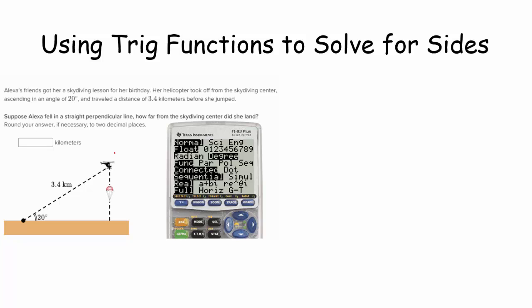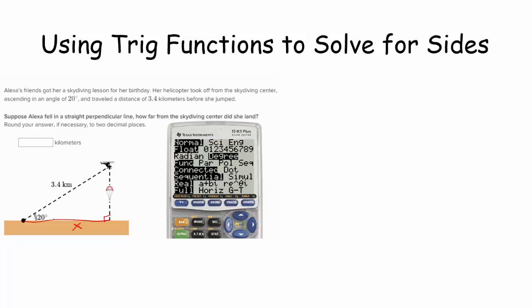Alexa's friend got a skydiving lesson. She's jumping out of this helicopter. And we're supposing that she fell in a straight perpendicular line from the helicopter to the ground. How far away from the skydiving center did she land? So we're solving for this distance right here in our right triangle. I'm going to call that x.